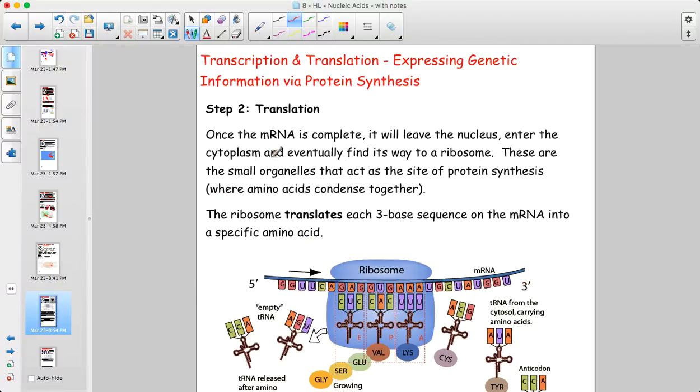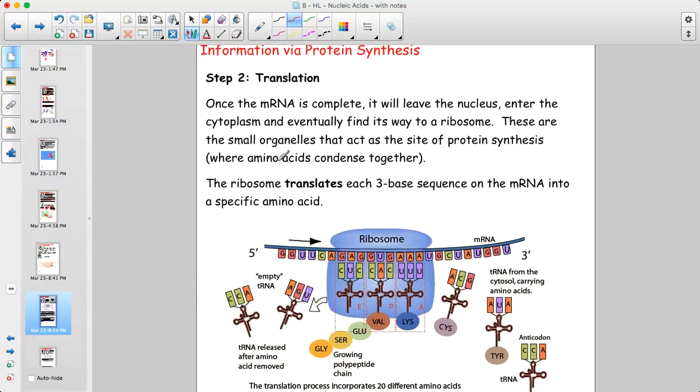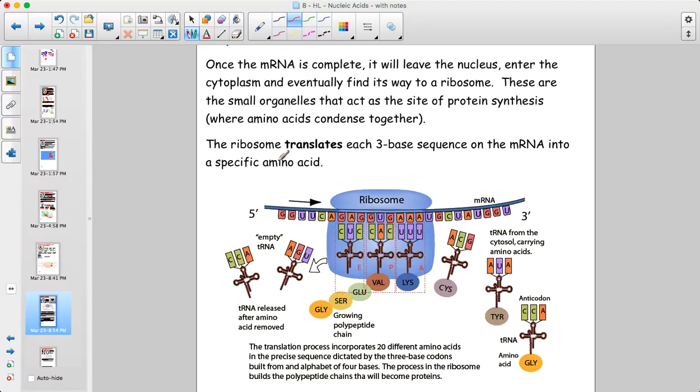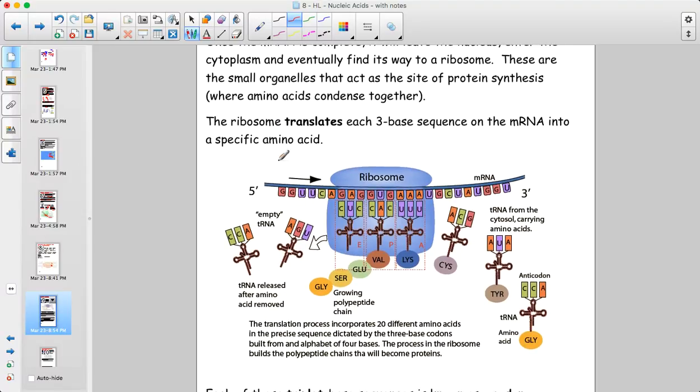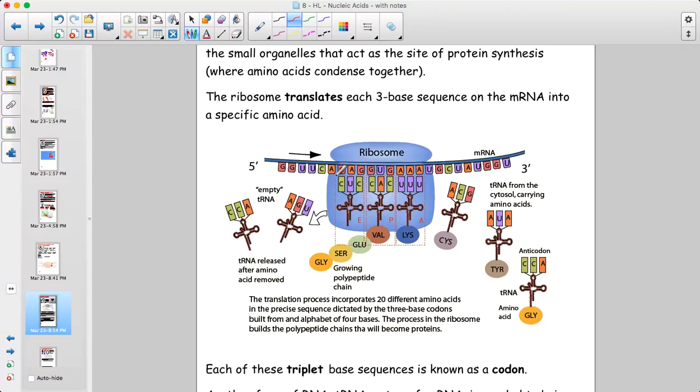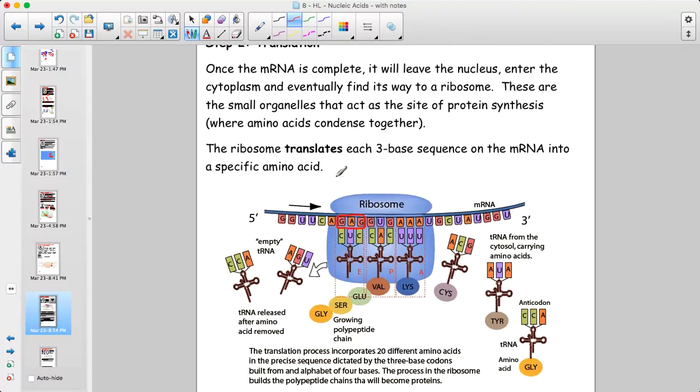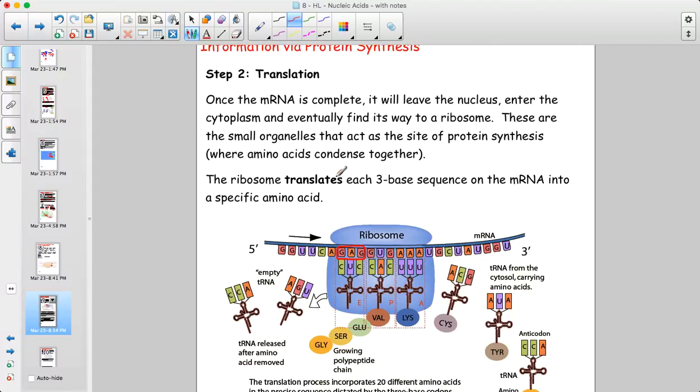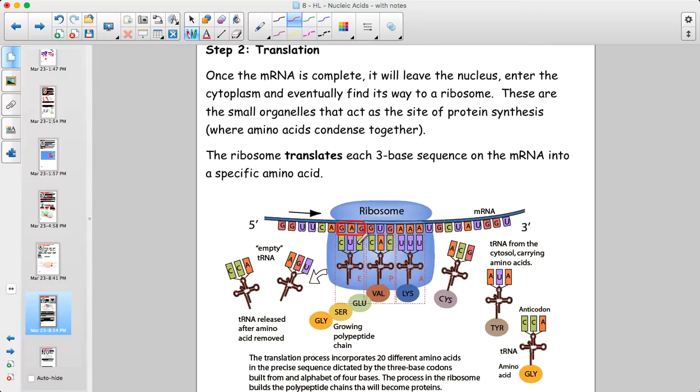Then it can leave. It goes out into the cytoplasm to the ribosomes, and this is where it gets translated into the language of proteins, into the language of amino acids. So every 3 letters, every 3 bases codes for a specific amino acid. So once you hit the right 3-letter code, you begin a chain of amino acids, and then each 3 letters is going to code for the next amino acid. And so the right amino acid always gets brought in.